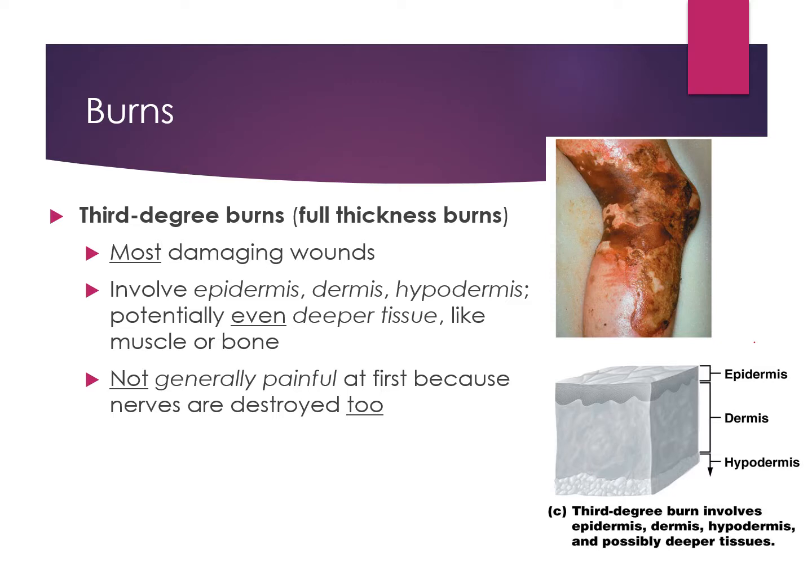Your third type of burn, as depicted here, is a third-degree burn or a full thickness burn. These are the most damaging of the wounds. They involve the epidermis, the dermis, and the hypodermis, and potentially these burns can extend even deeper into the muscle or bone. Generally, third-degree burns look a lot worse than they feel because nerves get destroyed as well. So people lose their ability to feel pain.